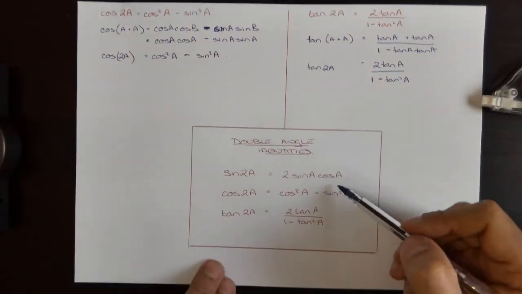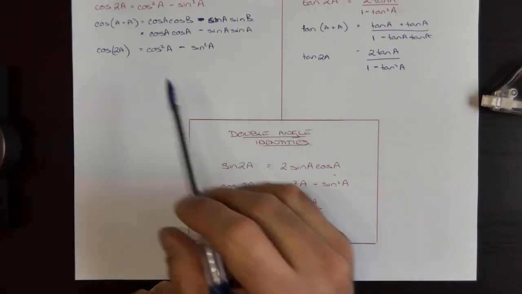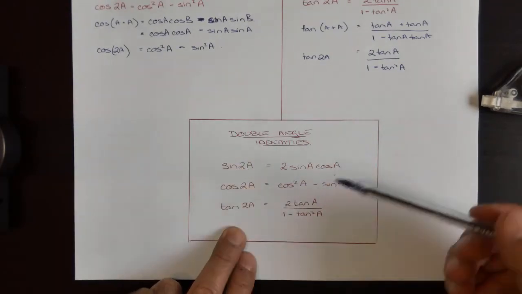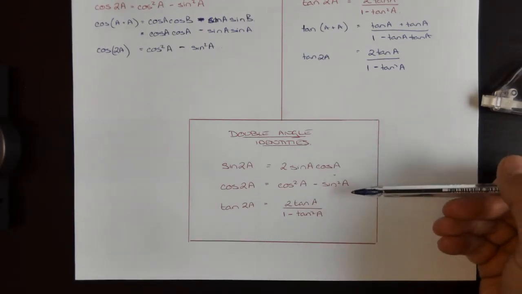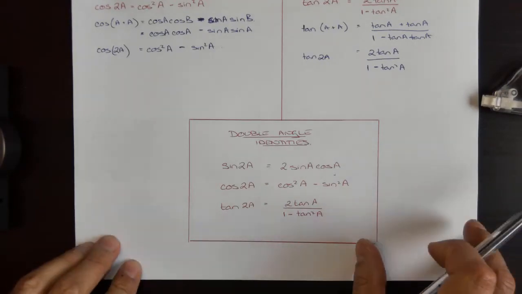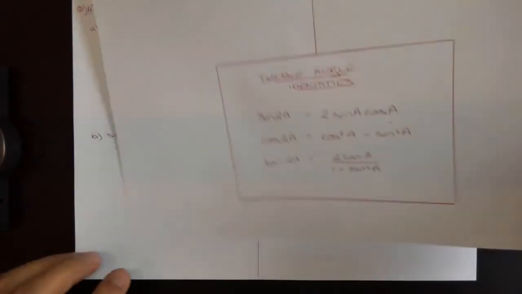So when we're doubling the angle, we're using the sum and differences of angles, where you can derive these identities: sine 2A is equal to 2 sine A cos A, cos 2A is equal to cos squared A minus sine squared A, and tan 2A is 2 tan A over 1 minus tan squared A.